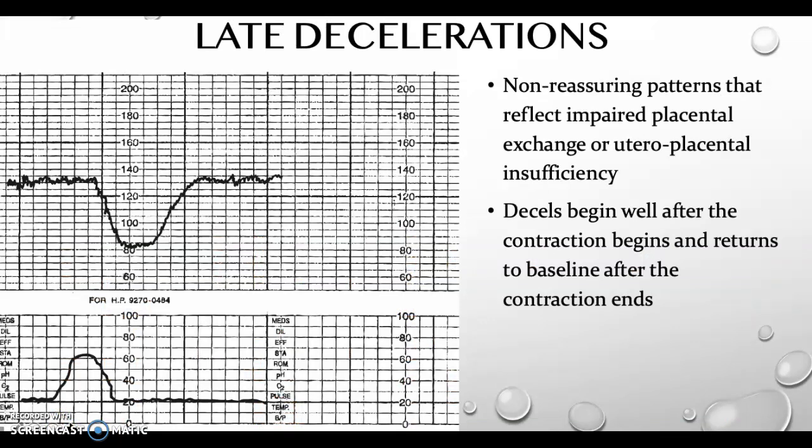And then there's the late deceleration. So these are non-reassuring patterns. They reflect something wrong with the utero-placental connection. So it's a sign of utero-placental insufficiency. If you see the drop in the deceleration after, so you can see right here, the acme or the peak of the contraction, then the heart rate drops, and it takes much longer to recover after the uterine contraction has recovered.